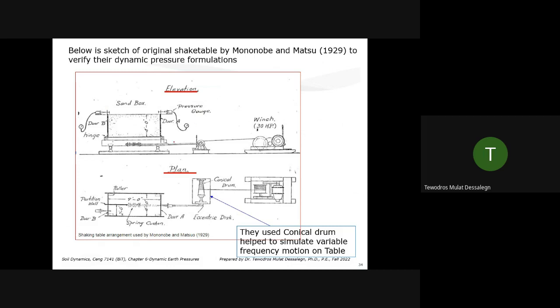So below is a sketch which represents how Mononobe and Okabe verified their theories. This is like a shake table, with 4 foot high soil, and they applied some dynamic input and tried to calibrate and verify their equations. They used a conical drum to simulate variable frequency motion on the table. So you see this rope along this conical shape. The idea is to apply some variable input with frequency. So this is the original sketch from Mononobe-Okabe, with instrumentation to verify their equations.